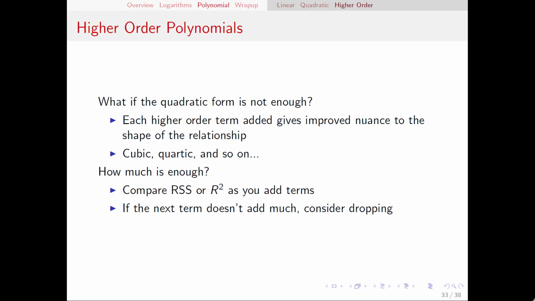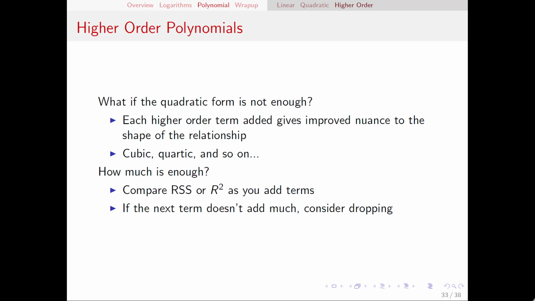You might find yourself in a situation where the quadratic form doesn't give you quite enough nuance that you need. And if that's the case, you can always add more terms. We can add an age cubed term, age to the 4th term, and so on. Each term you add is going to give more shape to the curve. But at the same time, there's diminishing marginal returns to adding more terms. So how do we know how far to go with this? One thing you can do is compare how much the RSS goes down as you're adding more terms.